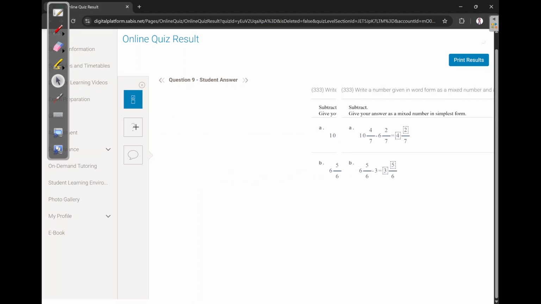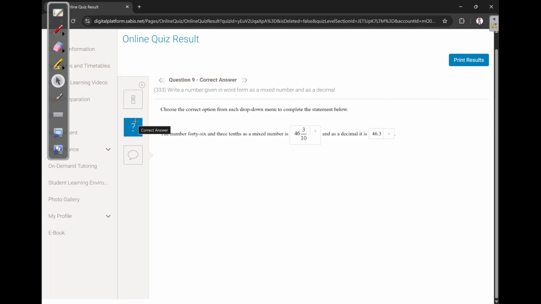Question 9. The number 46 and 3/10 as a mixed number is 46 is the whole, and then 3 over 10. Okay, and now it's a mixed number, and now we put the decimal point.